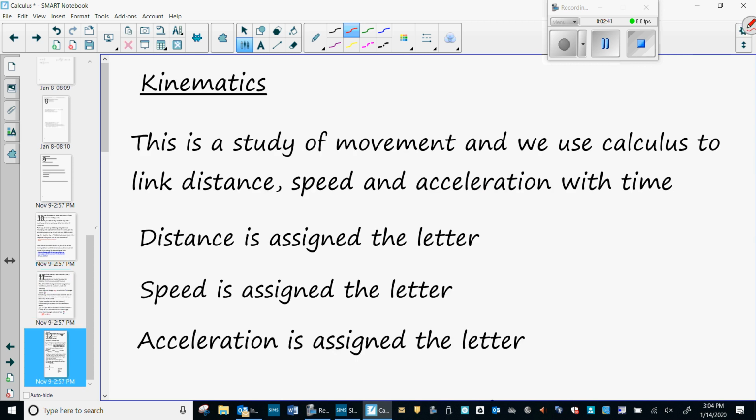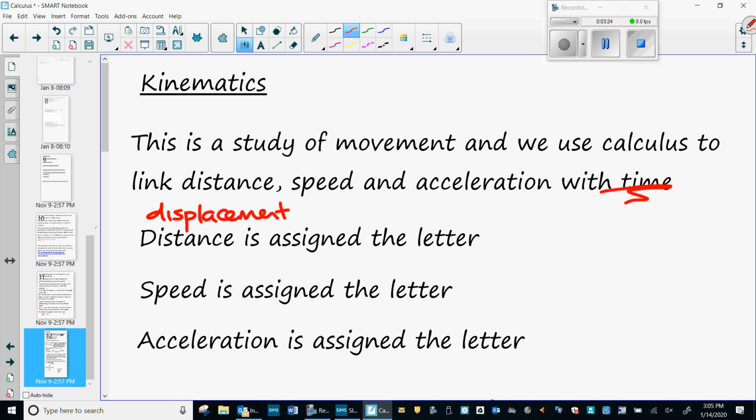You may or may not have heard about this in physics. Kinematics looks at the study of movement, and we use calculus to link the distance, the speed, and the acceleration of an object, and they're all with respect to time. You may have an expression for distance, or officially it should be displacement, and that would be in terms of time. You may have an expression for speed, which is in terms of time, or acceleration, which is in terms of time.